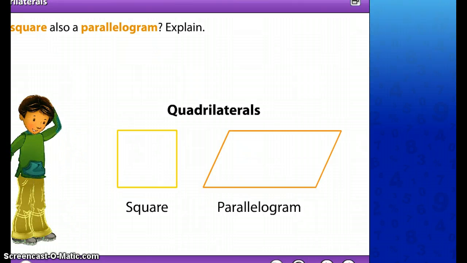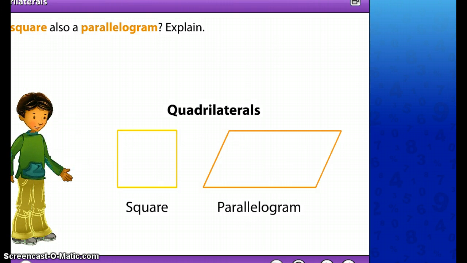Is a square also a parallelogram? Explain. Yes or no? Who says yes? Who says no? Who didn't vote? A bunch of you. Let's try again. Raise your hand with confidence. It doesn't matter if we're wrong, we're learning. If you think a square is also a parallelogram, raise your hand. Oh, I like that. Confidence. Hands down if you say, I don't think so.